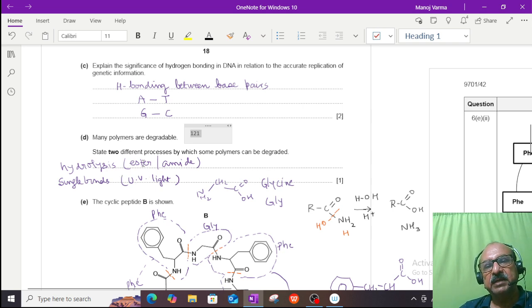Okay, so state two different processes by which polymers can be degraded. Okay, so if it's a condensation polymer, which can be in the form of an ester or in the form of an amide, then such polymers can be hydrolyzed. The ester and the amide linkage can be broken, but those polymers which are formed by the addition polymerization of alkenes, double bonds, and therefore they contain only the single bonds, they cannot be hydrolyzed, but these bonds can only be broken by the UV light, which gives rise to the free radicals.